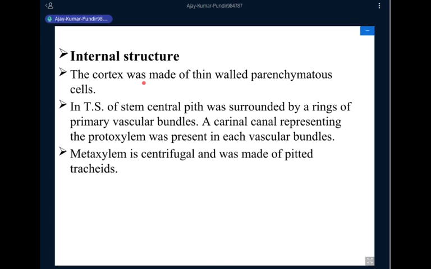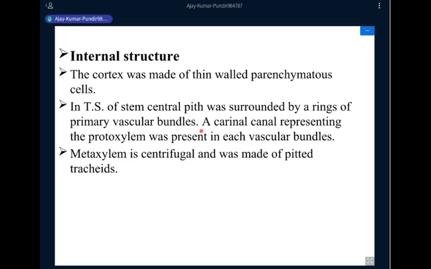The cells of the cortex were thin-walled and parenchymatous in nature, and it is considered by paleobotanists that these parenchymatous cells of the cortex act as storage of excess food material. Below the cortex, in the center of the TS of the stem, pith was present, which was surrounded by a ring of primary vascular bundles.